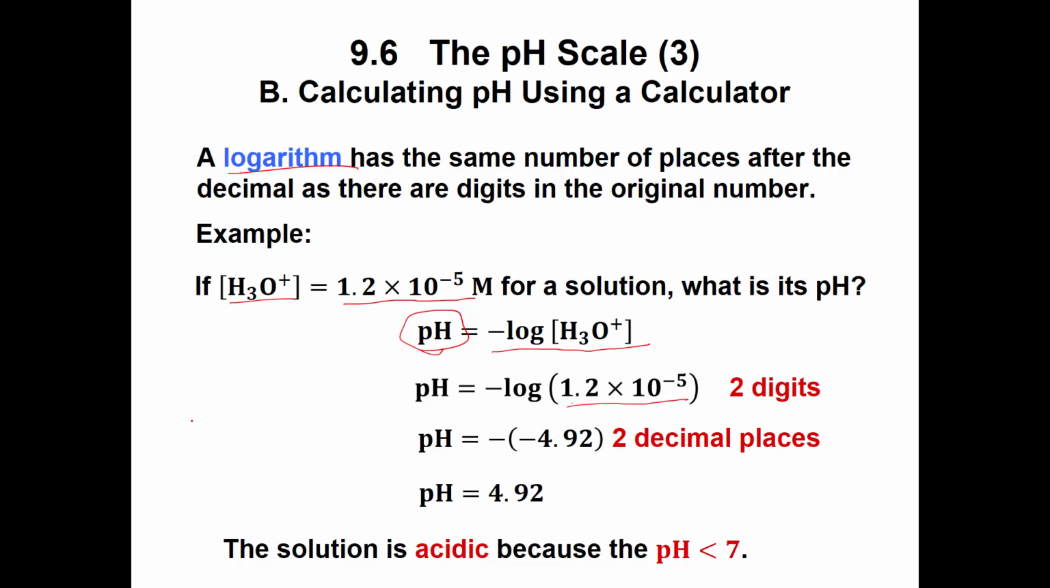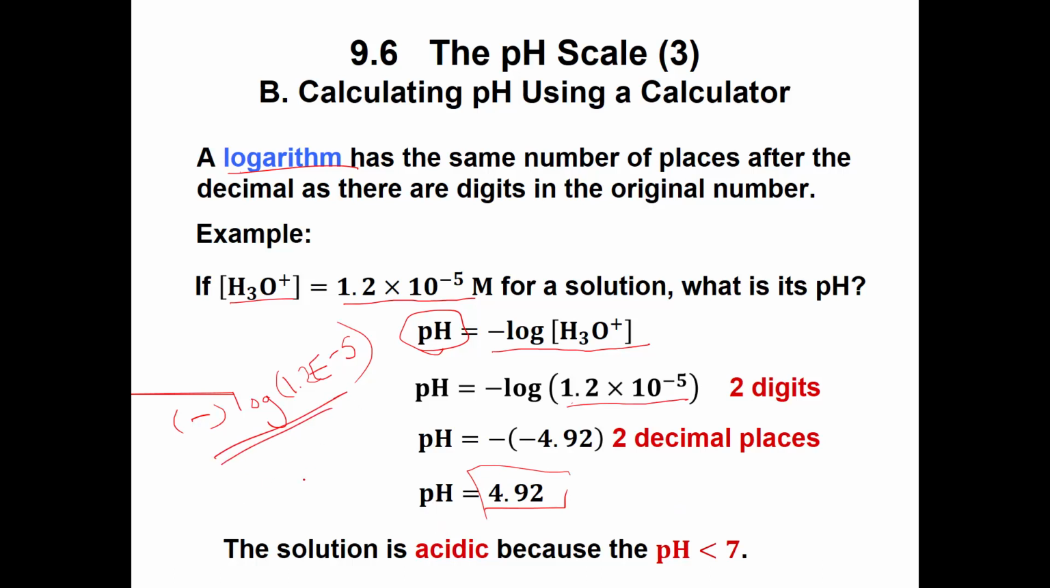If you do the little minus sign on your calculator and then hit your log button, it'll open parentheses for you, and you put 1.2. If you have an EE button, put E minus 5, and that should give you 4.92 as your pH. Try that a couple of times, make sure that you get this.